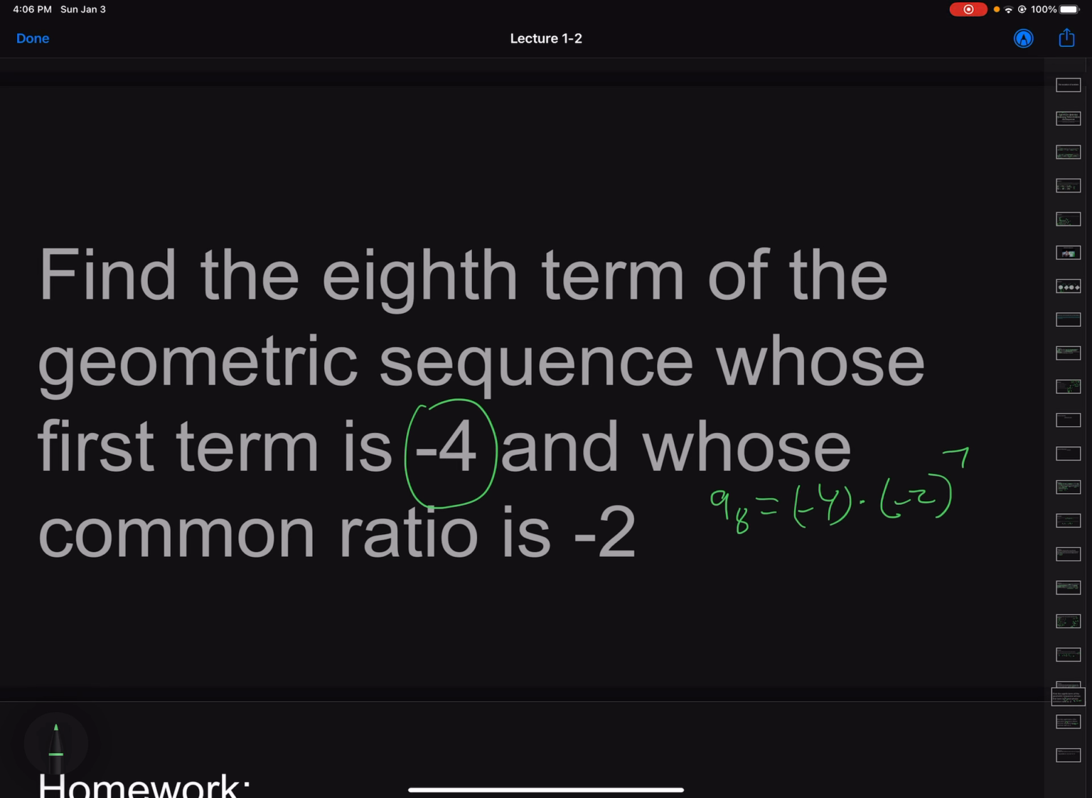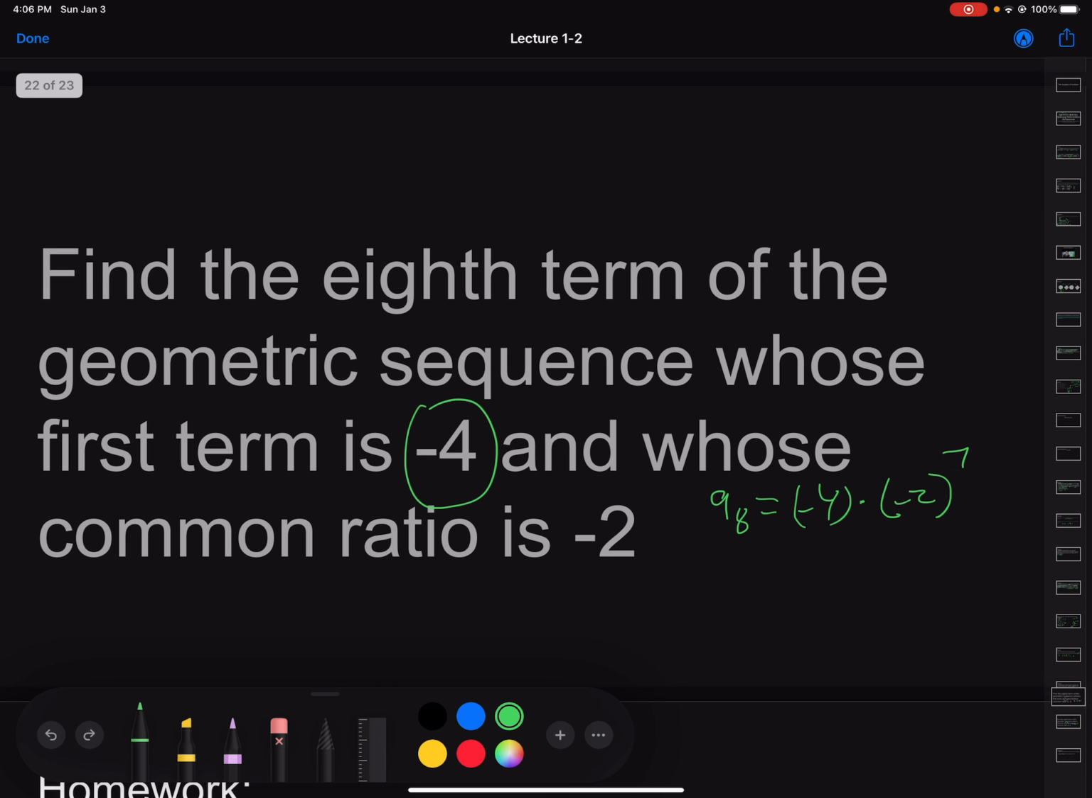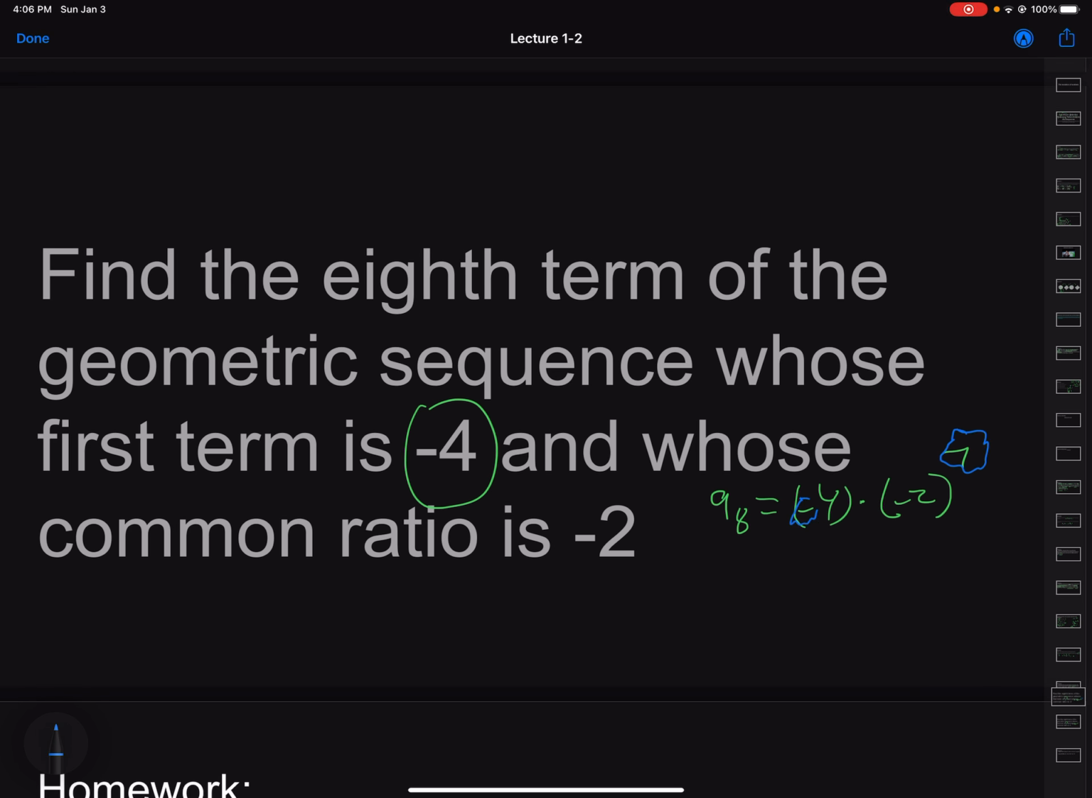So let's worry about negatives first. If I have an odd power, I'm going to retain the negative sign, but I also have a negative sign down here. I'll do this in 2 different colors. This means that we're going to have a negative on the -2 to the 7th, but we also have another negative. So our a sub 8 is going to be a positive number. And now we just have to worry about multiplying 4 by 2 to the 7th.